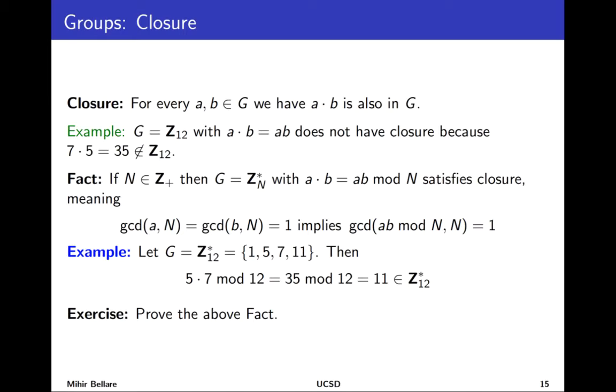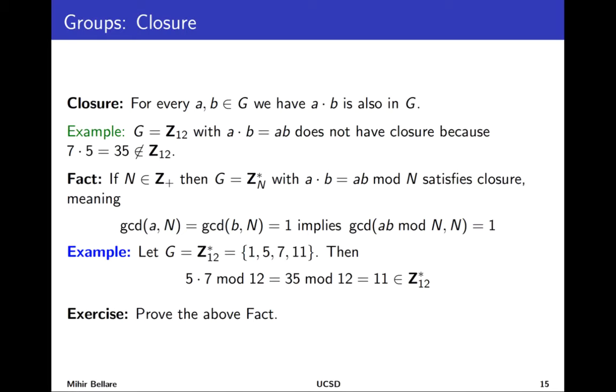A times B equals AB. What is AB here? Just integer product, right? So 7 times 5 returns 35. That's a perfectly fine binary operation, but it doesn't satisfy closure. Why is that? Because 35 is not in Z12. Of course, it's very easy to fix that. What we can do is just, instead of returning the product AB, we return the product modulo 12. In that case, it's quite easy to see that you do have closure.